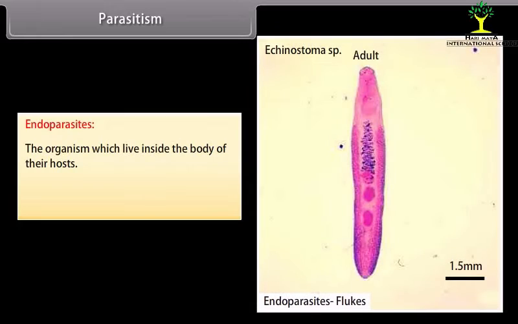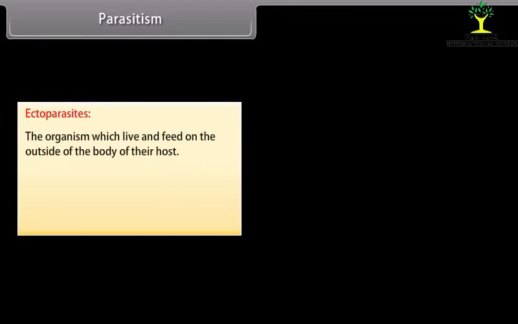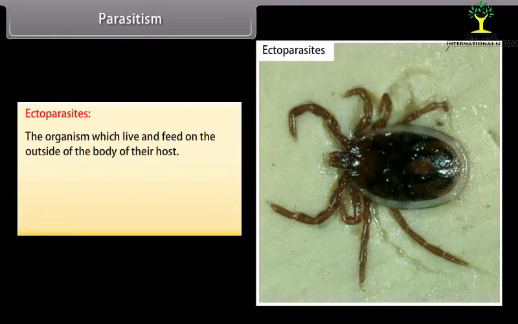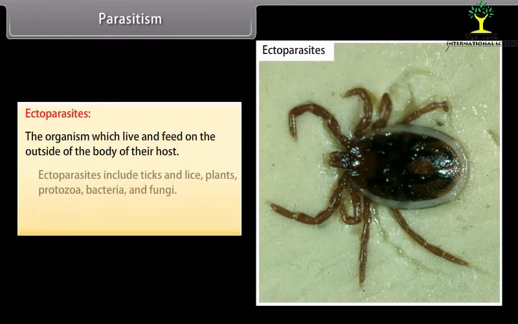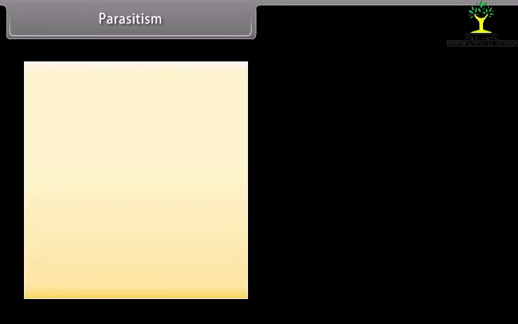Endoparasites, the organisms which live inside the body of their hosts. Examples of endoparasites include flukes, tapeworms, fungi, bacteria, and protozoa. Ectoparasites, the organisms which live and feed on the outside of the body of their host. Ectoparasites include ticks and lice, plants, protozoa, bacteria, and fungi. Plants and animals typically act as hosts.